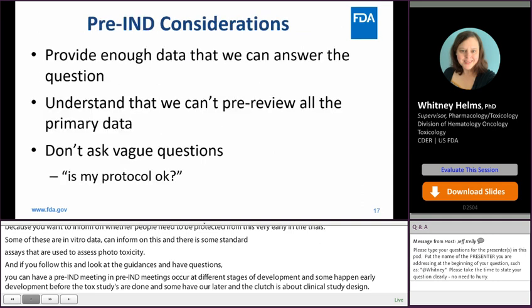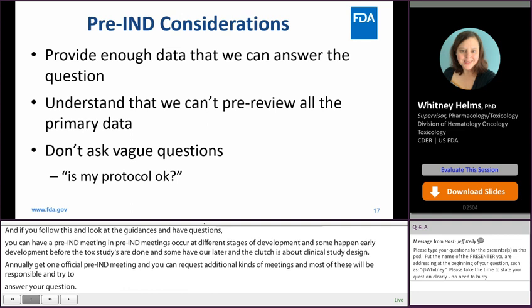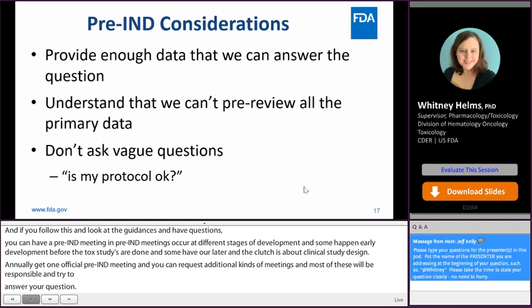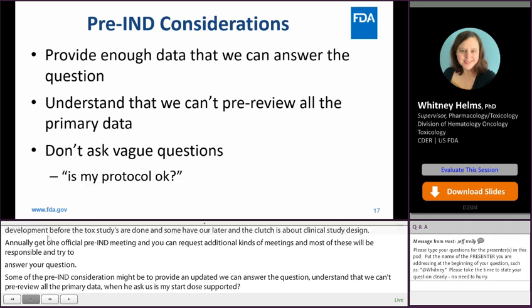Some of the pre-IND considerations might be to provide enough data that we can really answer the question, but understand that we can't pre-review all of your primary data. So when you ask us, is my start dose supported? We may tell you if we think that it clearly isn't supported, but we're not going to agree to a start dose right away.